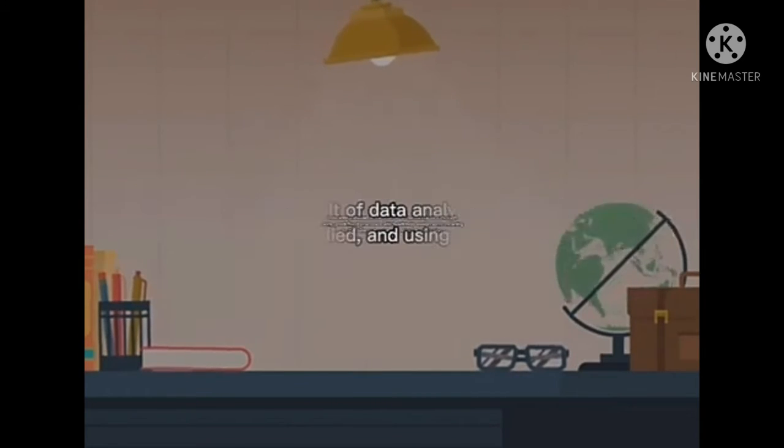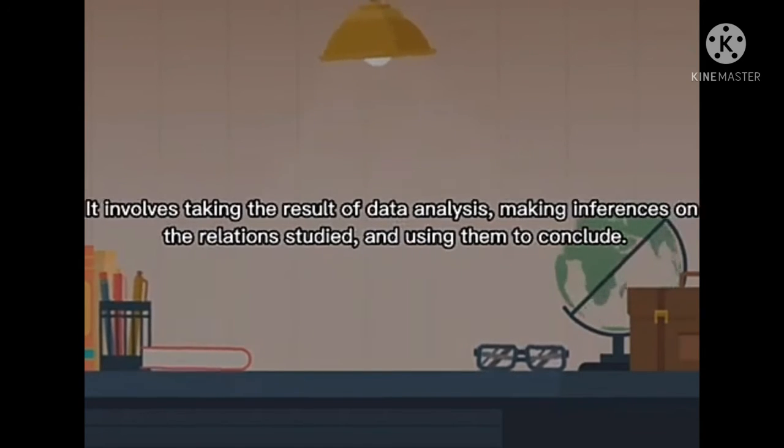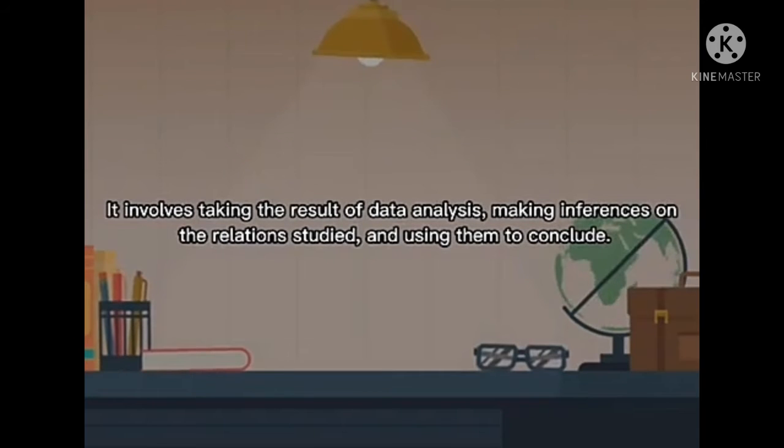Data interpretation is the process of going over data and applying established methods to it in order to assign meaning to it and come to a suitable conclusion. It entails taking the results of data analysis, drawing conclusions from the relationships investigated, and applying those inferences to get a conclusion.